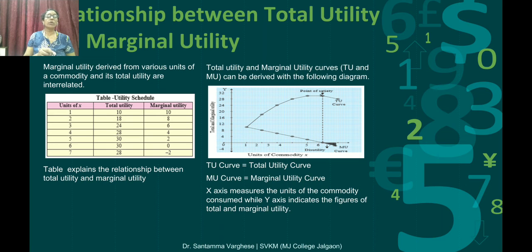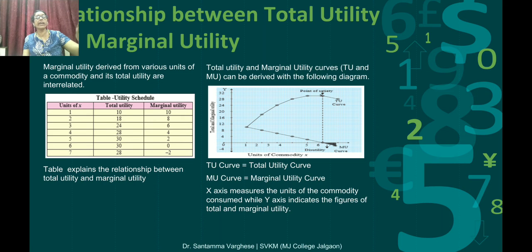According to the schedule, when we draw the diagram, you can see the figure given in the slide. On the x-axis, the total utility and marginal utility are given. On the y-axis, the units of commodity X are given. You can see that the total utility curve is going in an upward direction. Upward direction means first it was 10, then it increased to 18, 24, 28, 30, 30.